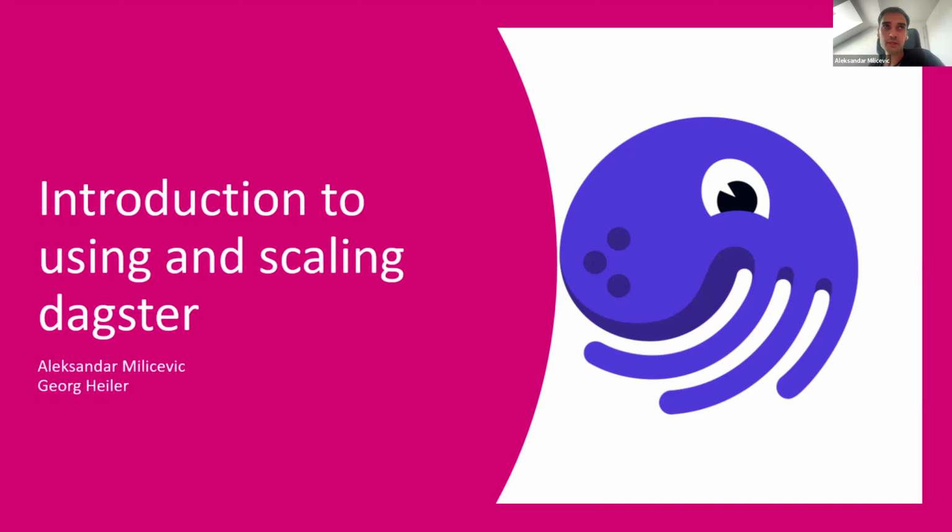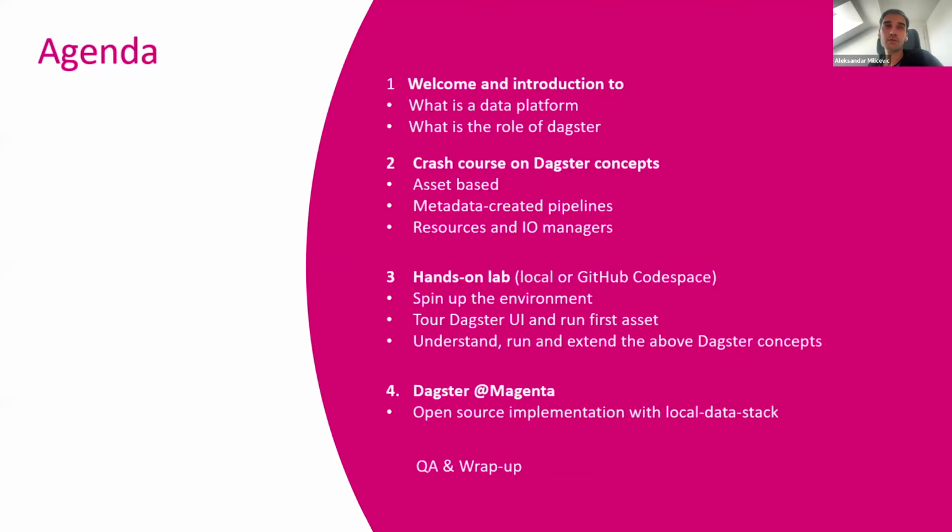What we want to do today is introduce how we use Dagster, and towards the end of the session we can also discuss how we use Dagster at Magenta. Today's agenda is 1.5 hours. In the beginning we will start with a talk about what a data platform is at all, what a data platform at Magenta is, and what the role of Dagster is. So starting with why we are using Dagster in the first place.